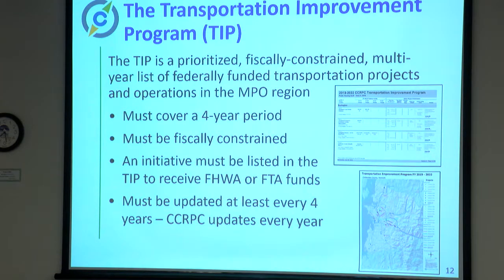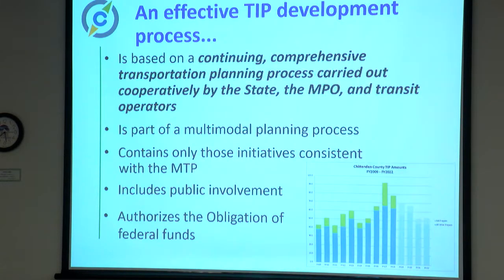This is unique to Chittenden County as an MPO. The rest of the state does not have a similar document. Federal regulations require that it be updated every 4 years. We have been doing it every year. VTrans does it every year. There's also a state Transportation Improvement Program. I'm going to say something about that in a minute. And it covers the whole county. The map on the bottom is the location of the projects.